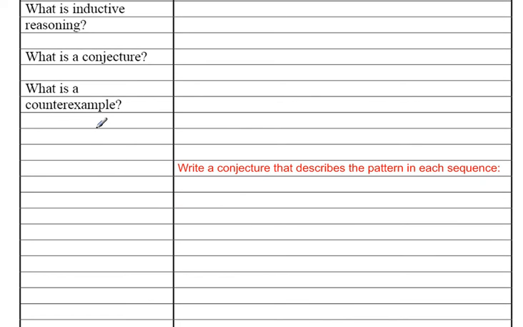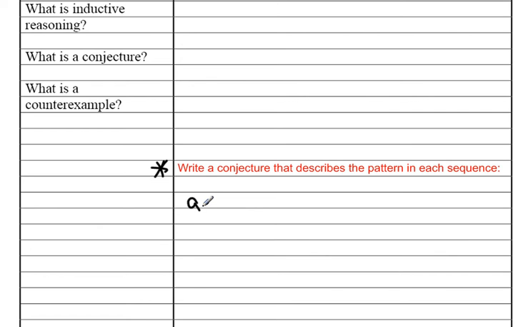So after counterexample, we're going to go over some examples of using the vocabulary in this unit. The first thing I'd like you to do is to go ahead and write this in your notes. Write a conjecture that describes the pattern in each sequence. So go ahead and pause the video, write that down, and then I'm going to give you a pattern where you and I are going to work together to describe the pattern in the sequence.